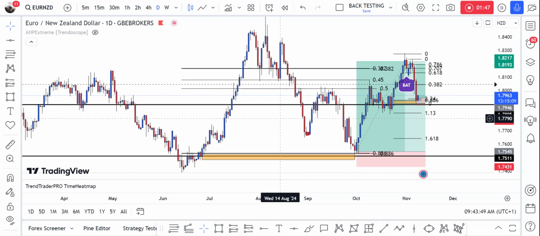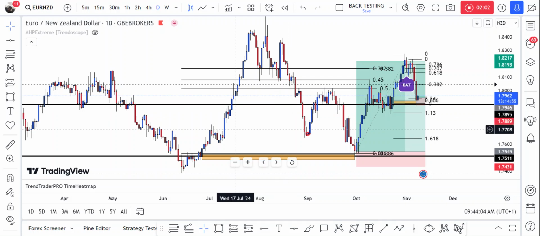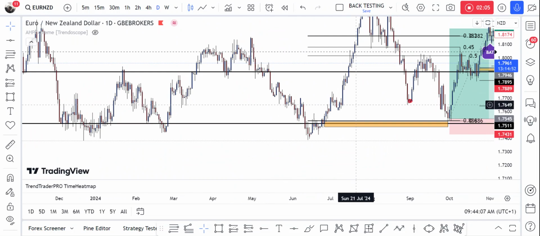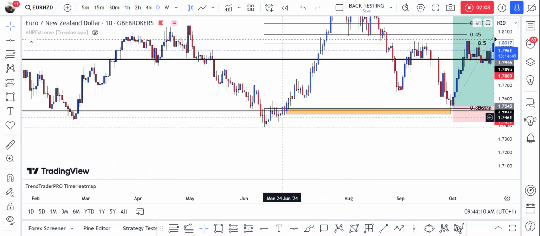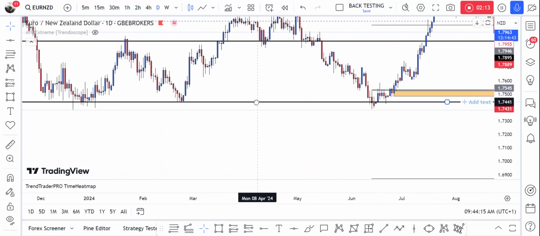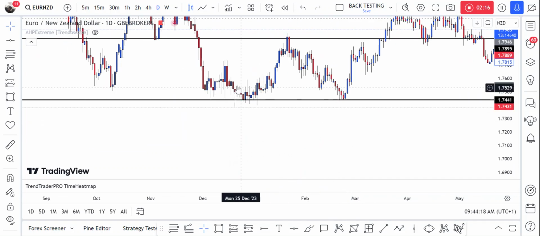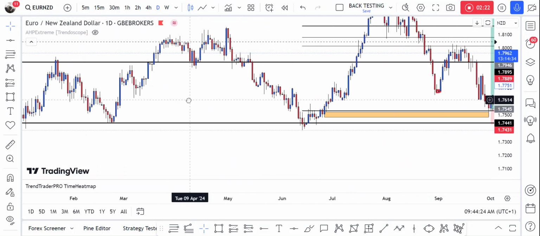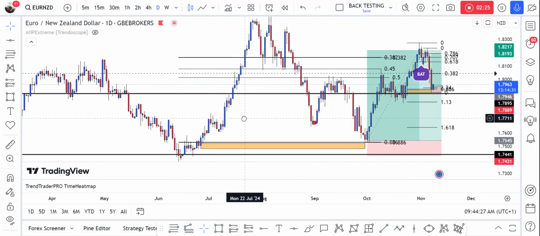Fair value gap, area of support and resistance, order block. Price has tested it before in the past, and it's about to react from it. Now to explain what I just said, which I've also done in the past, you can see that this level right here is a significant level of support. Price has tested it multiple times in the past. This is even on a daily time frame.